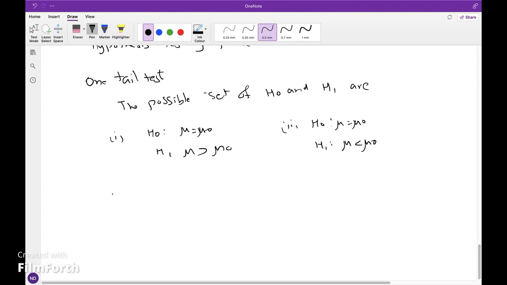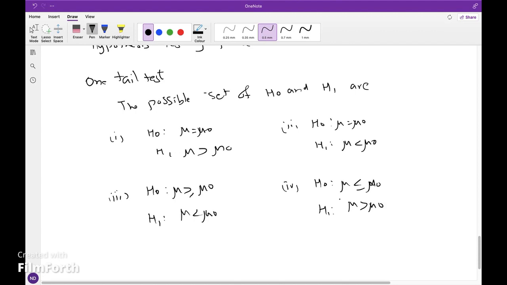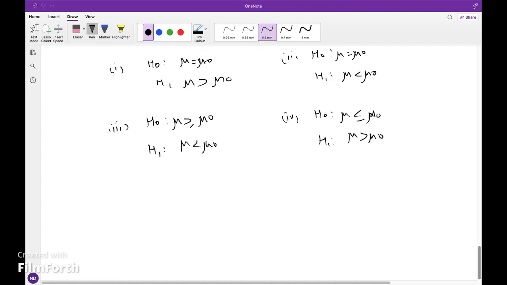Case 3, H0, mu is greater than or equal to mu naught. The alternative hypothesis, mu is less than mu naught. Then fourth case, the null hypothesis mu is less than or equal to mu naught. The alternative hypothesis, mu is greater than mu naught. But why mu naught? Mu naught is the hypothesis value.